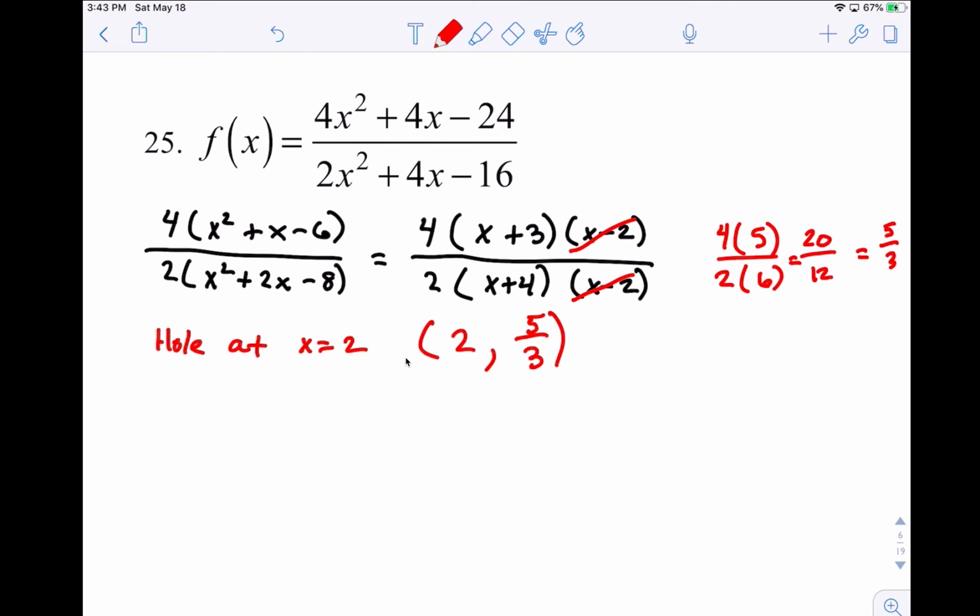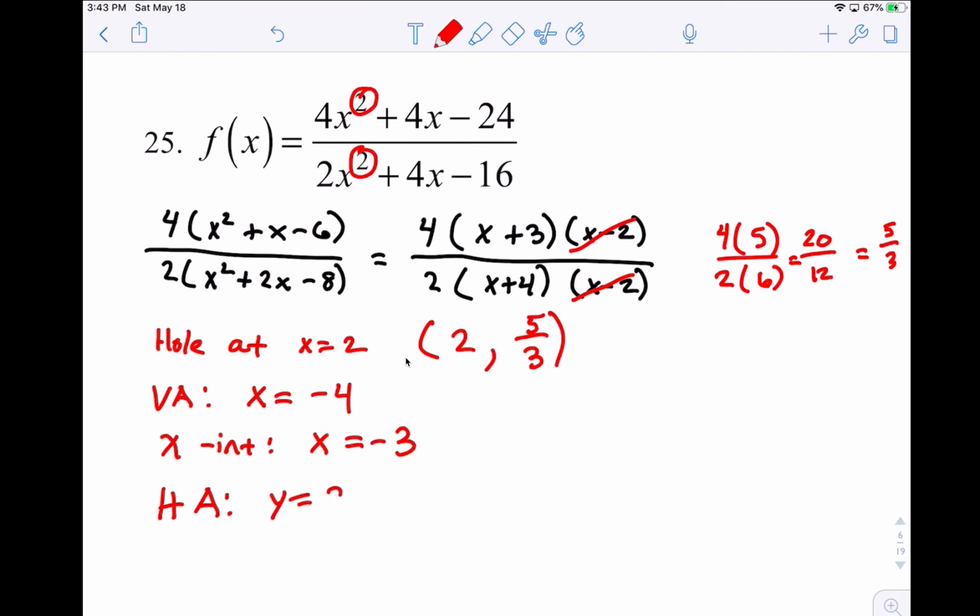I see that I have an x plus 4 factor in the denominator, so that's a vertical asymptote. I see that I have an x plus 3 factor in the numerator, so that's an x-intercept. And then the last part, if you look at the degrees on the top and the bottom, see how they're both 2? So that tells me that whatever my coefficients are of my highest degree terms, that'll tell me where my horizontal asymptote is. So your horizontal asymptote is at y equals 2. So 4 over 2 gives you 2.